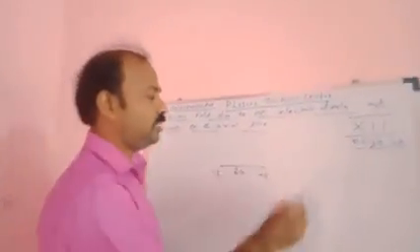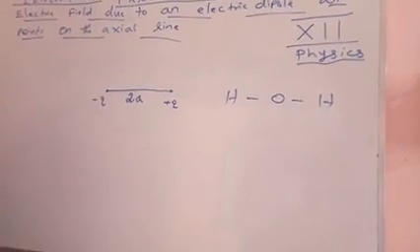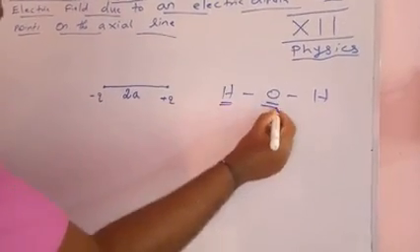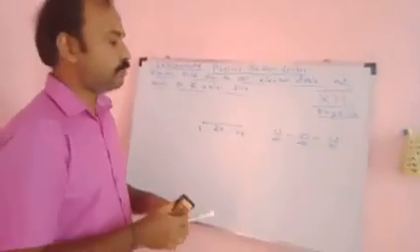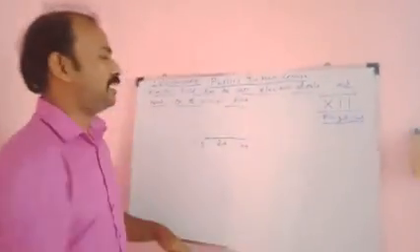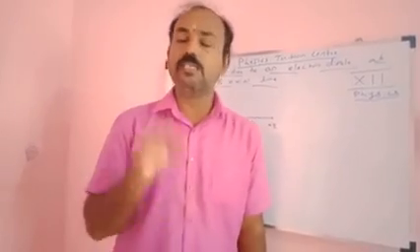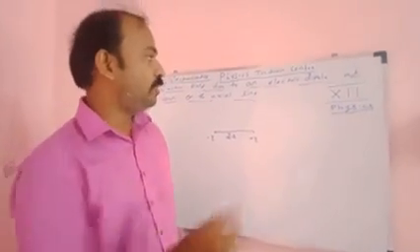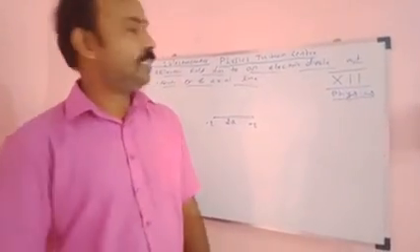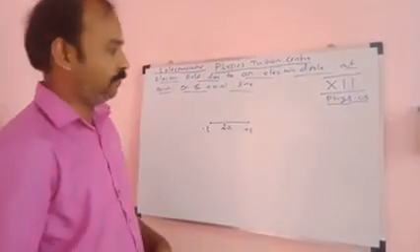Like H2O, that is H-O-H, this is an example of a dipole. So these two make a dipole, and this distance is very small. Two equal and opposite charges separated by a very small distance constitute an electric dipole. Okay, now we know what an electric dipole is.